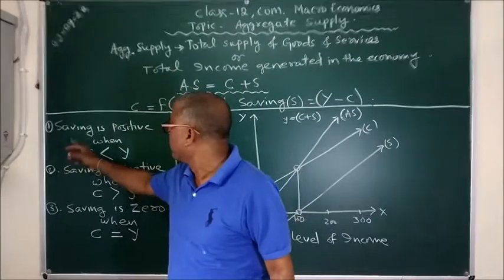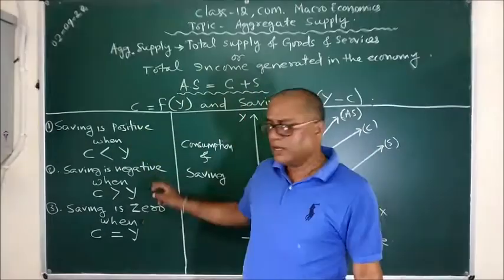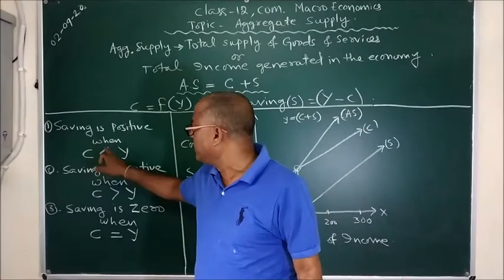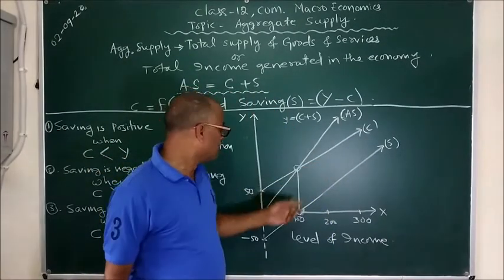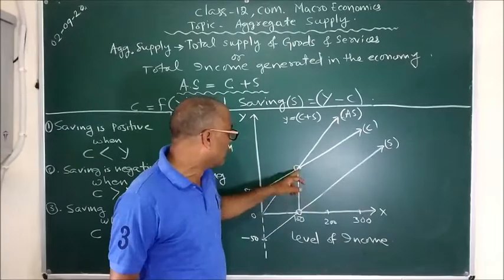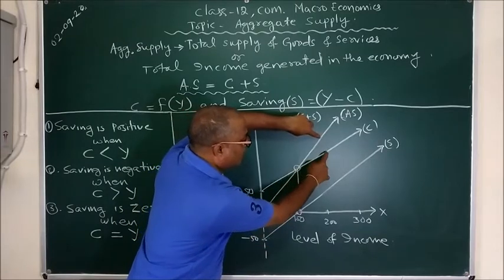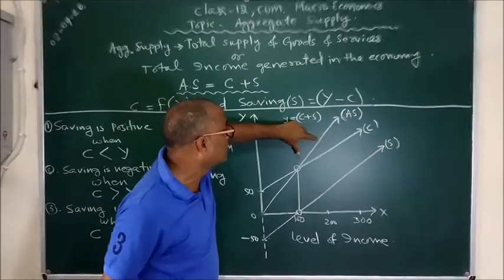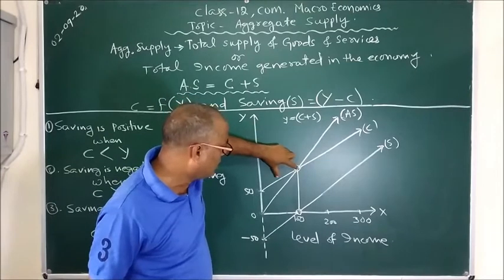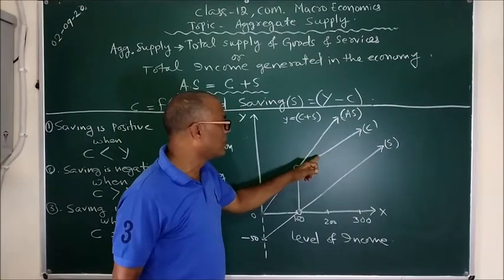So what is the reason? We can see here that saving can be in 3 different states. Saving can be positive, saving can be negative, saving can be 0. So when saving is positive, consumption is less than income. Let us verify it in the diagram. When saving is positive, it means saving is above the x-axis, and from here you can see this is the income curve and this is the consumption curve. The income curve lies above the consumption curve. That means income is more than consumption, and from here onwards the saving becomes positive. So saving is positive when income is more than consumption.